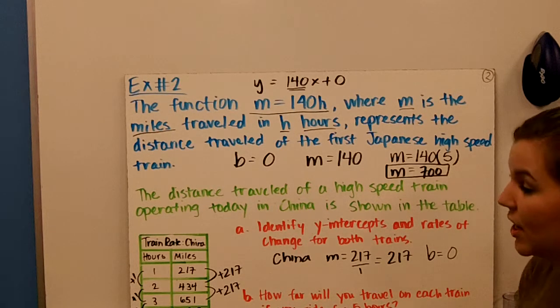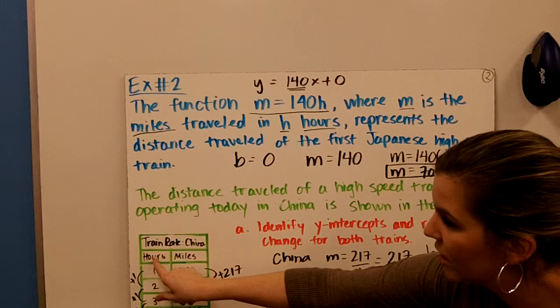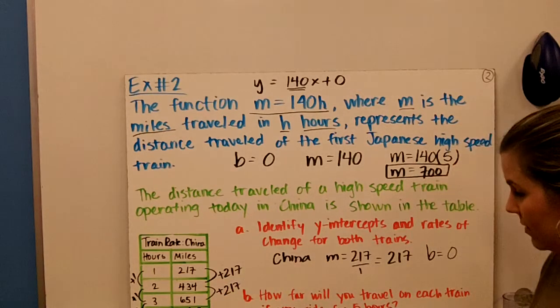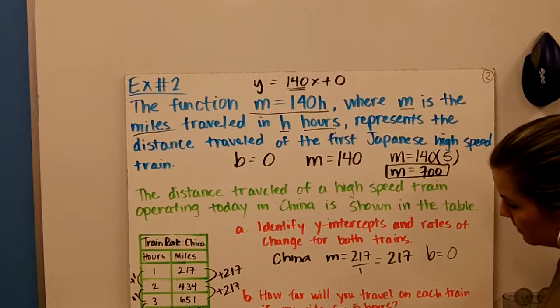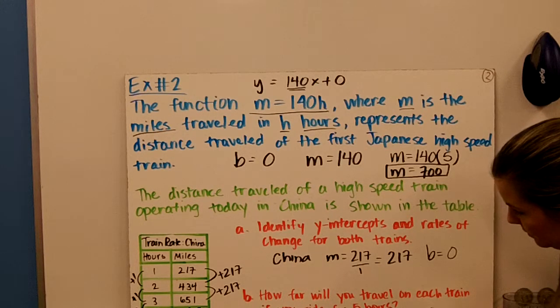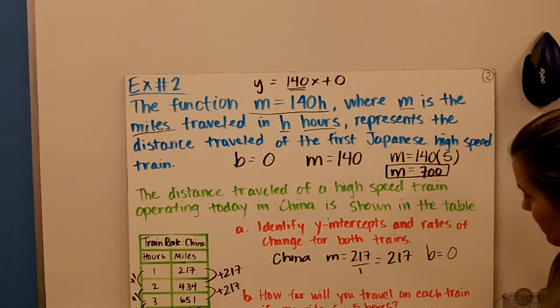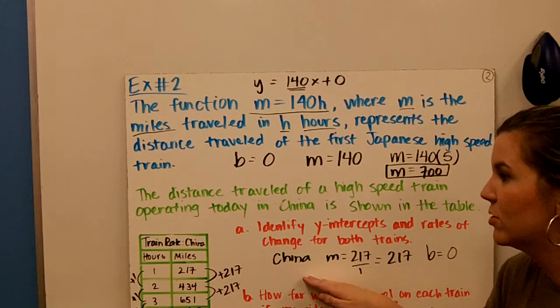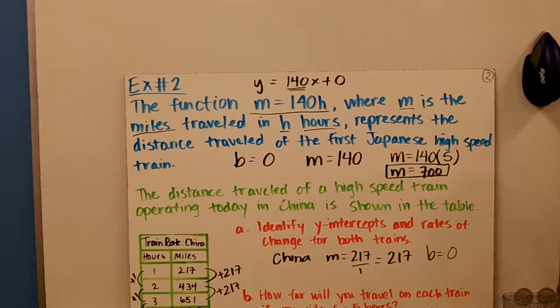If you take the Chinese train, we can look at our table since we've completed it. 5 hours would be 1,085 miles for the Chinese train. And we said a few minutes ago that the Chinese train was traveling faster, so it would make sense that you would go farther.